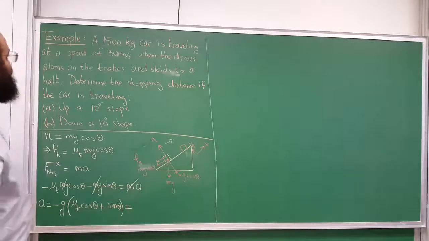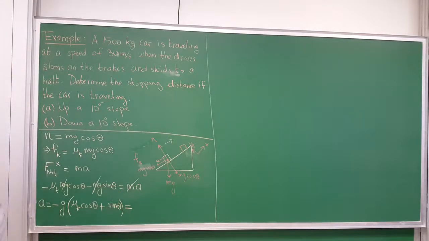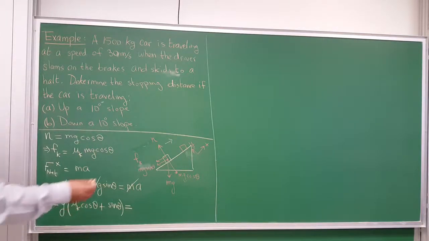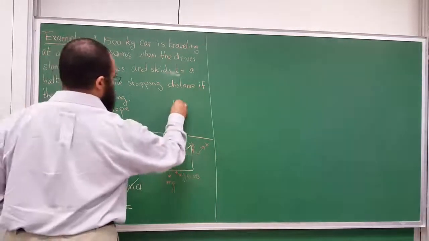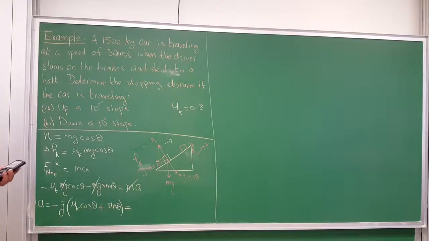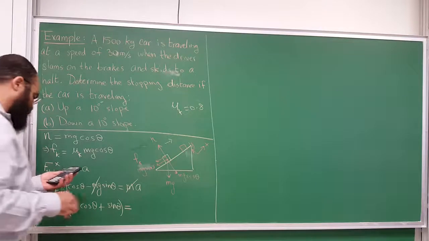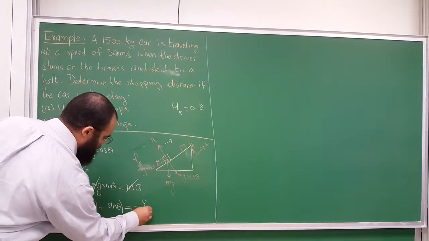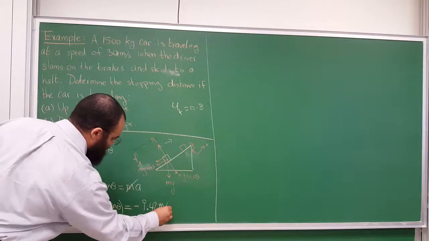We would plug in theta equal to, what's the incline angle? It's a 10-degree slope, so theta is 10 degrees, and mu k, I'm assuming it's 0.8. So put in your calculator here, g is 9.8, so let's see. We got sine of 10 plus 0.8 times the cosine of 10, times 9.8, and so we get negative 9.42 meters per second squared.